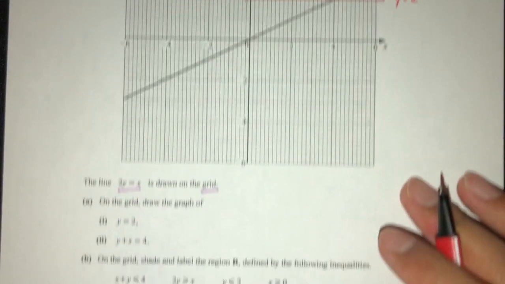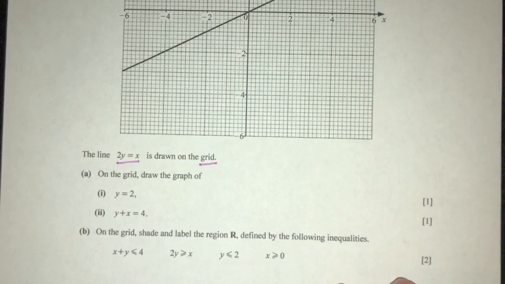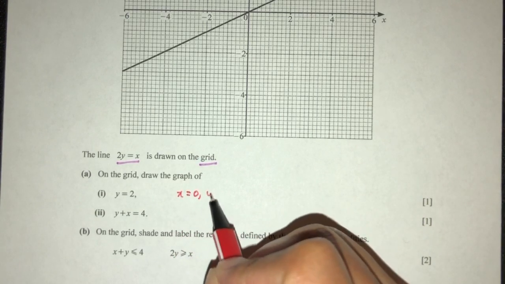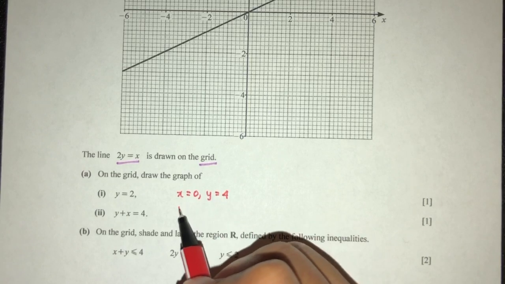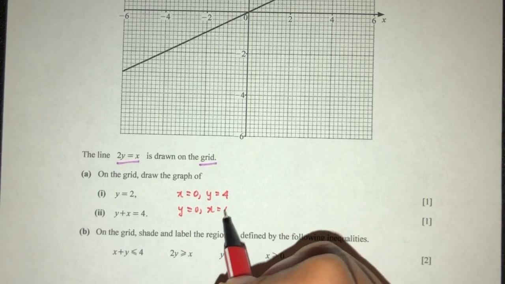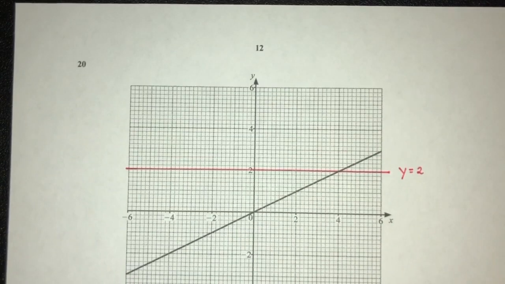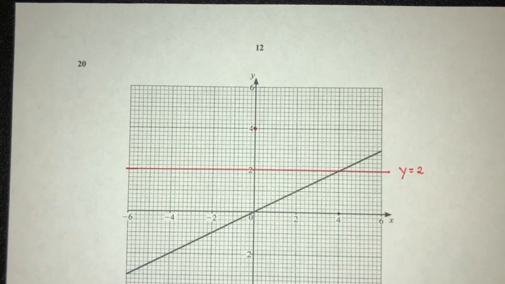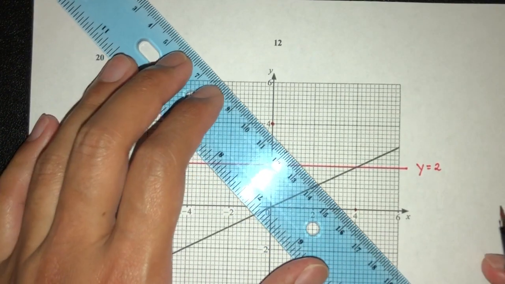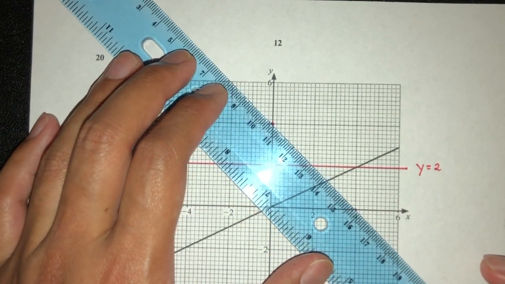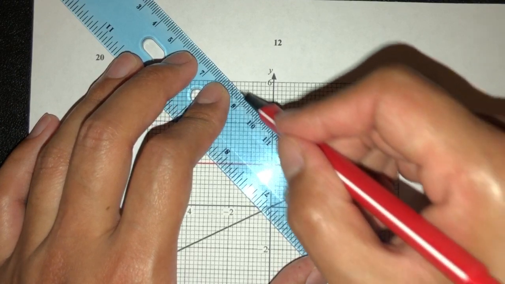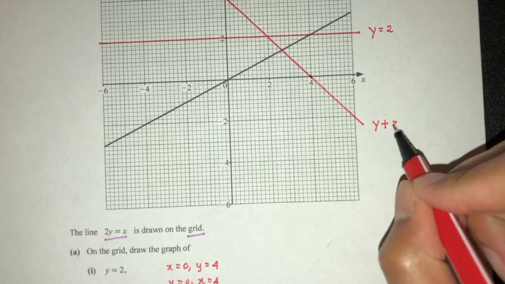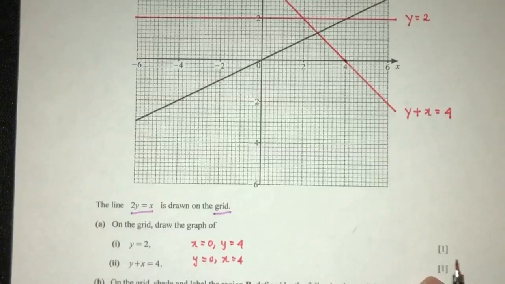Then we have to draw y plus x is 4. Let's use two passing points to draw this one. For example, when x is 0, y will be 4. When y is 0, x will be 4. So (0, 4) and (4, 0). Let's join those two to form the line. Label this as y plus x is equal to 4. Now for part B.